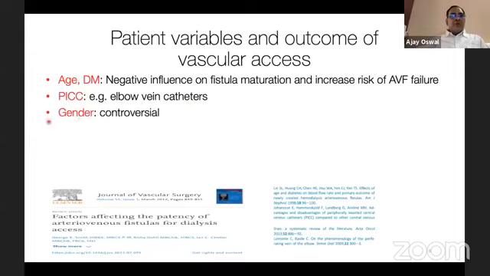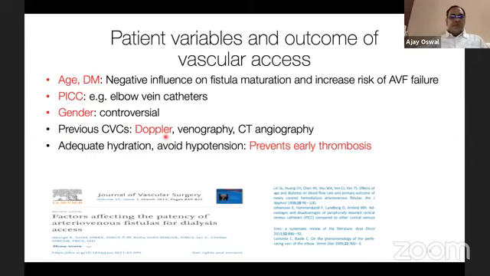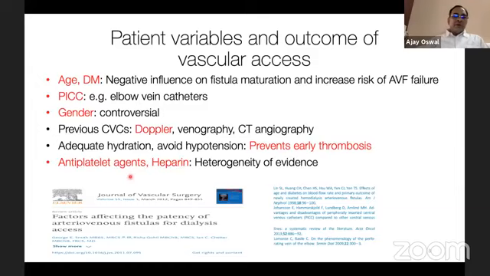It is very controversial whether female patients have a less than optimum success for AV fistula. It is controversial. Certainly, if there have been previous central venous catheters in upper limb, then a Doppler to demonstrate whether there is deep vein thrombosis or not is essential. Preoperatively, adequate hydration to avoid hypotension to prevent early vascular thrombosis is essential before AV fistula construction.